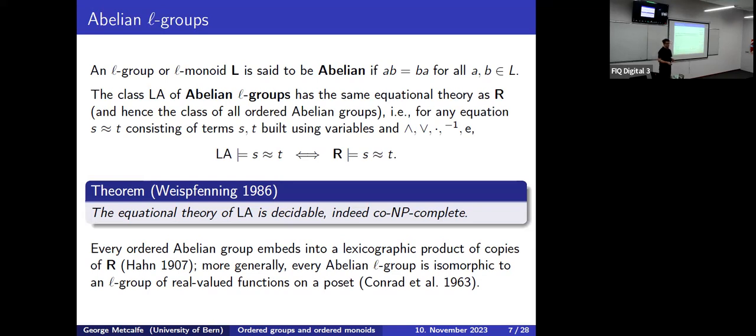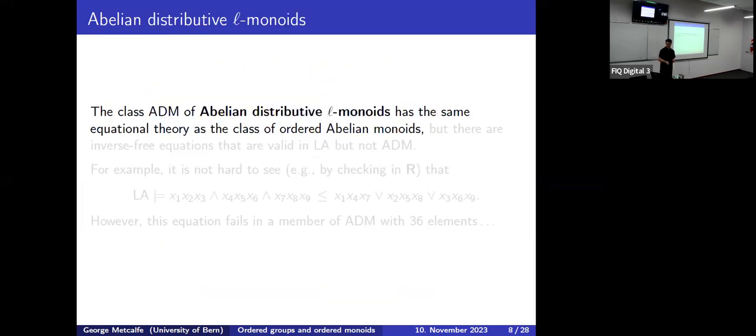What about the monoid case? Let's look now at abelian distributive L monoids. It's not too hard to show that this has the same equational theory as the class of ordered abelian monoids, so the totally ordered ones. However, there are inverse-free equations, L monoid equations, that are valid in all abelian L groups, but not valid in all abelian distributive L monoids. That might not sound so surprising because we're not requiring inverses, but it's relatively hard to find a counterexample.